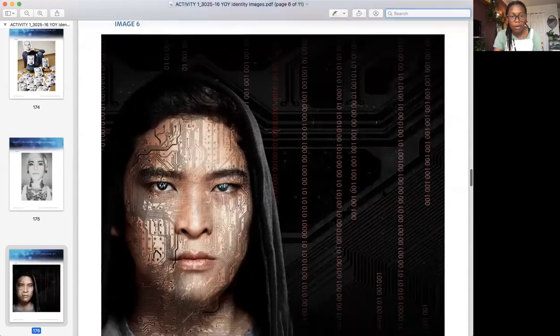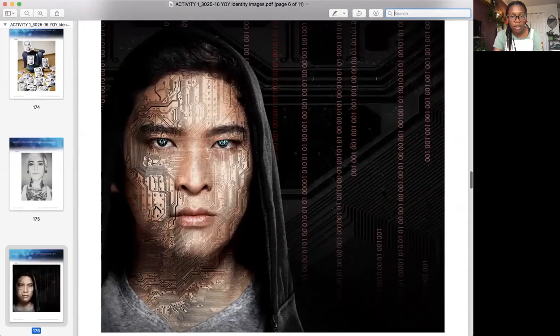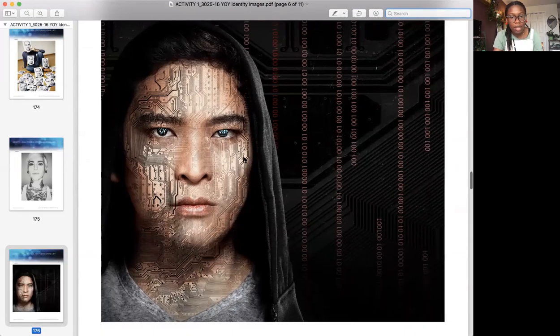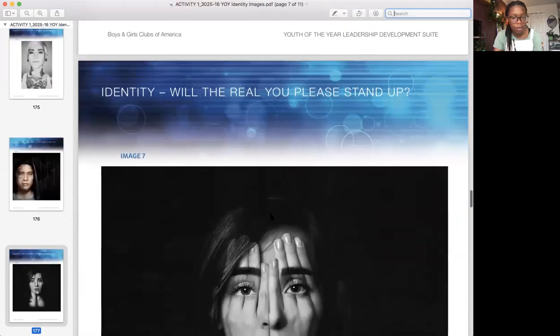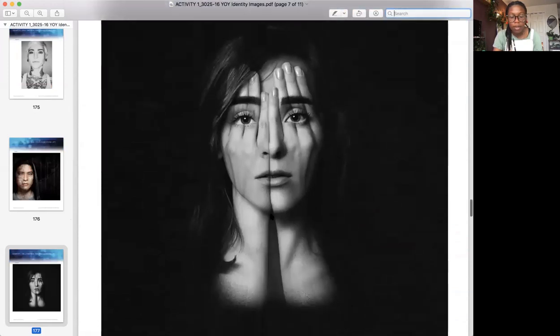How about this one? This one's very interesting because that looks like coding. So what is inside of a computer or inside of a phone that makes it work? And as you can see, this person's face, it looks like a young man, is covered in coding and graphs and different types of computer parts.